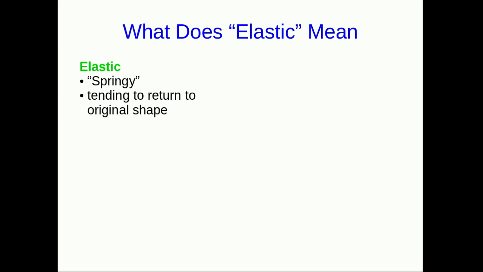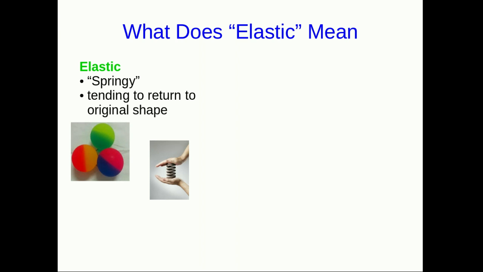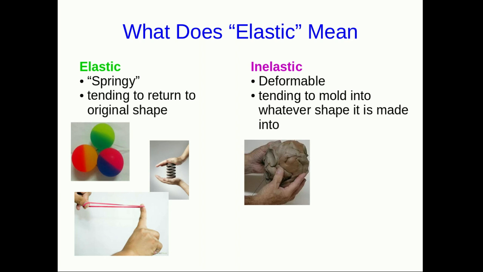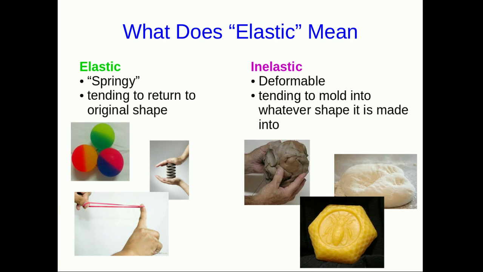When we talk about an object being elastic, we mean that it's springy. It tends to return to its original shape. Things like rubber balls, springs, elastic bands, those are all elastic. Whereas an inelastic object is deformable and tends to stay deformed when you change its shape. Things like clay, bread dough, wax, those are all inelastic.